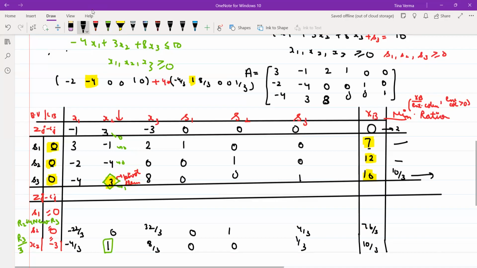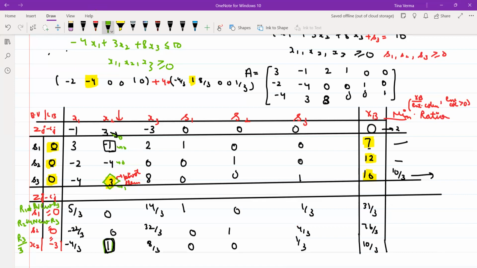Now I have to make this element also 0. How will I make it? I have to use this one. So you can use R1 plus new R3, not previous R3. R1 plus new R3. So this entry will become 5/3, 0, 14/3, 1, 0, 1/3, and 31/3. Is it clear? You have to make this element also 0 with the help of the same one.